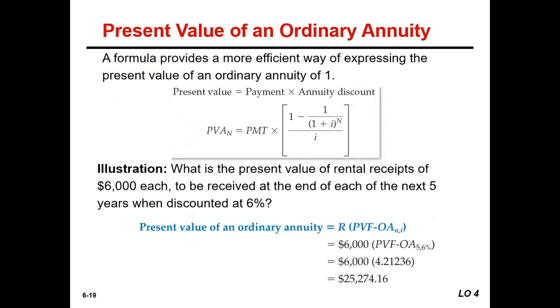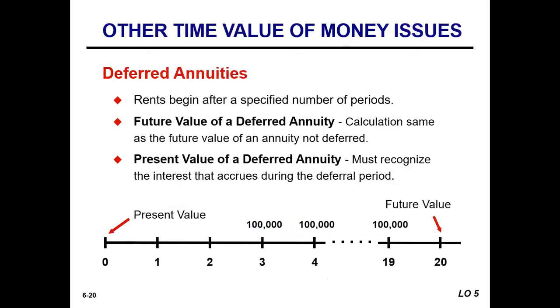So that would be worth $25,274.16, discounting that interest back. So anyway, we'll get practice with some of those calculations and looking it up on the tables together.